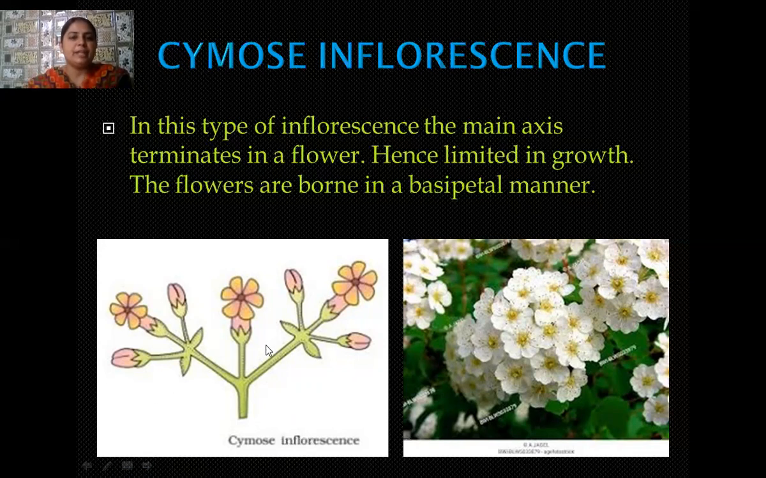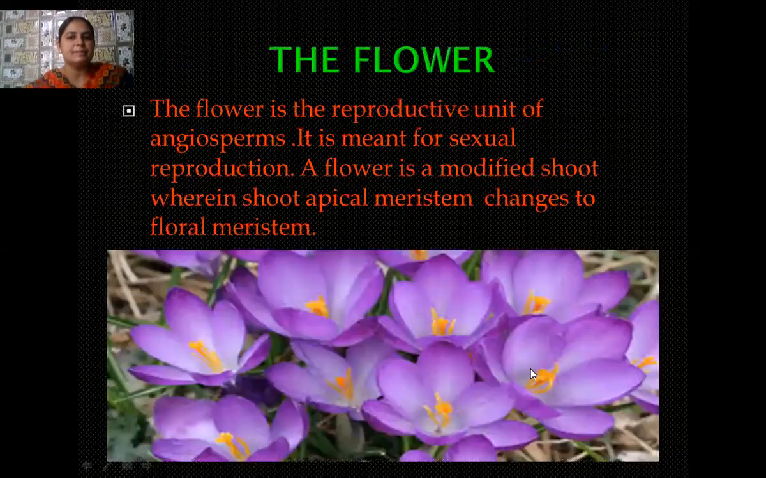Okay, students, here you can see whenever a flower appears on the main axis, the growth of that main axis stops, and later on other flowers also appear on the axes that are arising from the main axis. These are the lateral axes. They also bear the flowers. But whenever a flower appears, the growth of that particular floral axis becomes limited. So here you can see the picture of the cymose inflorescence, and how these flowers are arranged in cymose inflorescence.